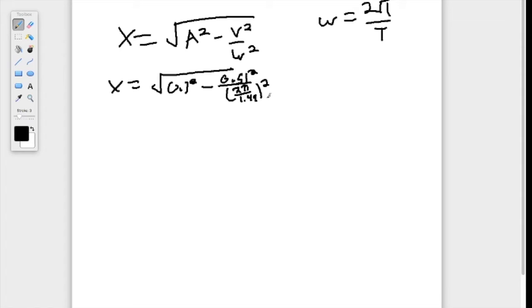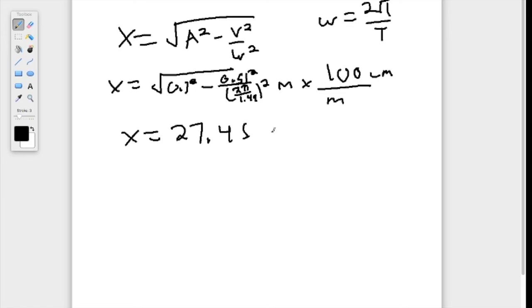Then this is going to give us an answer in meters, but I want to do this in centimeters. So whatever this answer yields, we have to multiply it by 100. So we get an answer of about 27.45 centimeters.